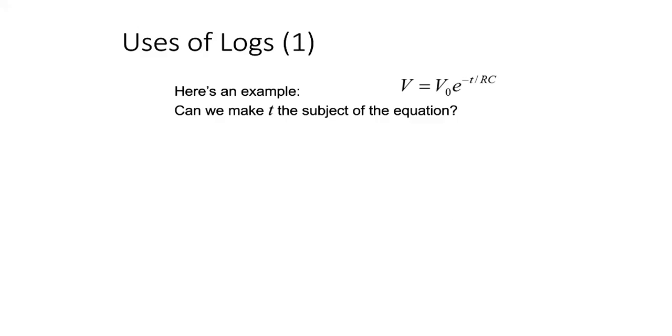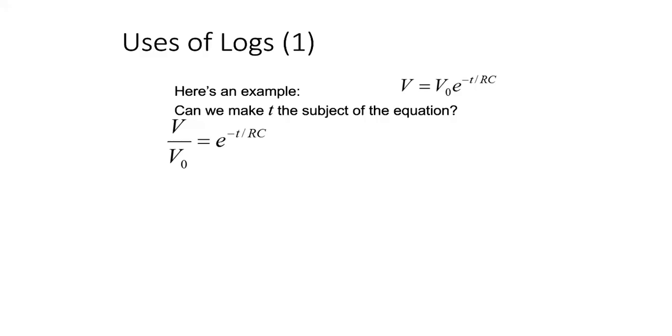Here we've got v is equal to v naught e to the minus t over rc, the common equation for potential difference across a capacitor in a discharging circuit. We want to rearrange this equation to make t the subject. There are a number of ways of doing it. I'm going to show you one example here, but if you do it a different way, that's absolutely fine. First of all I divide both sides by v0, and I get v over v0 is e to the minus t over rc.